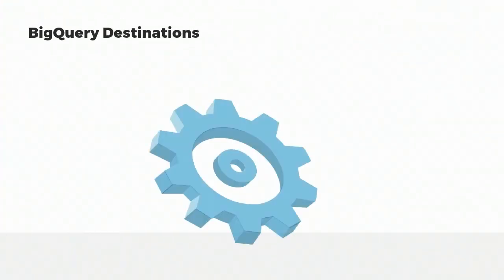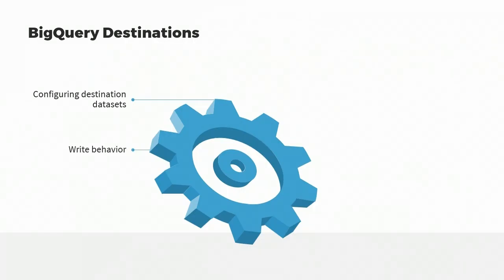Here's some talking about BigQuery destinations. It means that we first have to configure our destination datasets. So we have to create a dataset, and then we need to discuss the write behavior. Datastream is going to append what's known as a struct column, called the Datastream metadata, to each table that's written to the BigQuery destination.